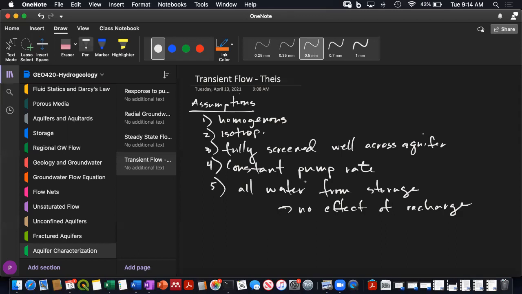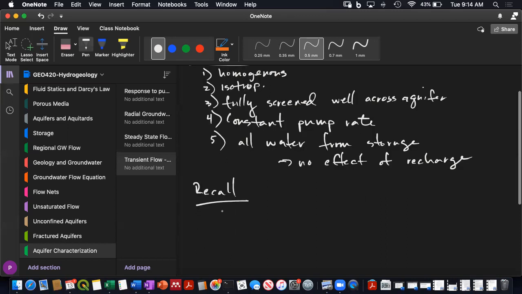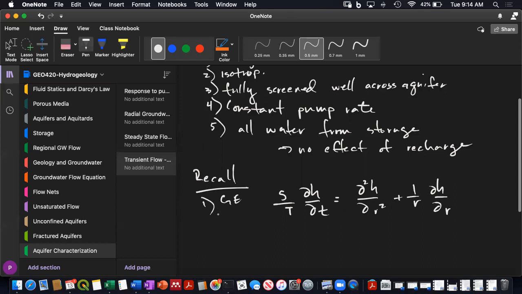All right. So recall that our governing equation here was S over T dH/dt is equal to d squared H/dr squared plus 1 over r dH/dr. All right, so this is ingredient 1.